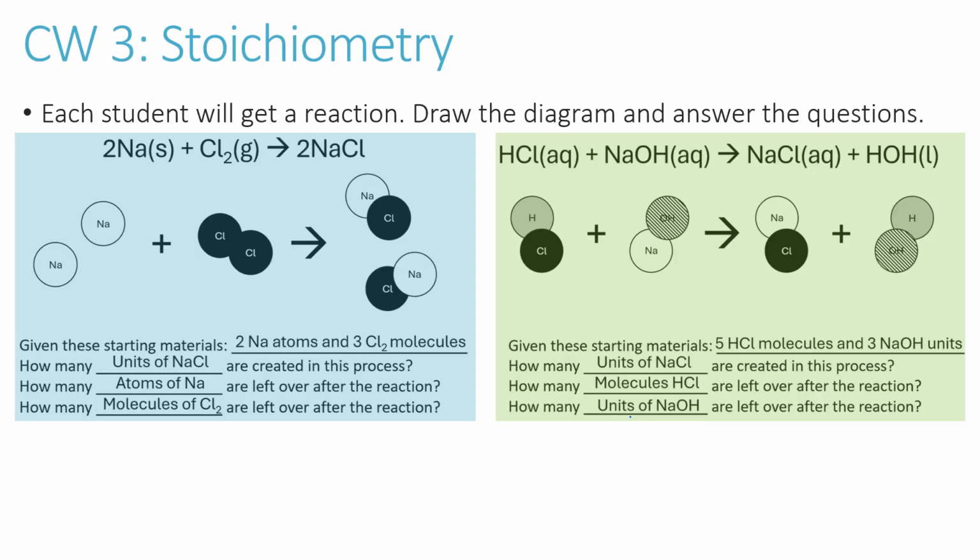Stoichiometry. So to begin, each student will get a reaction. You're going to draw the diagram and answer the questions. You're going to have a choice between the blue one or the green one. You're going to look at the starting materials, and based on those starting materials, you're going to predict how many particles can be created and how many different things are left over after the reaction.